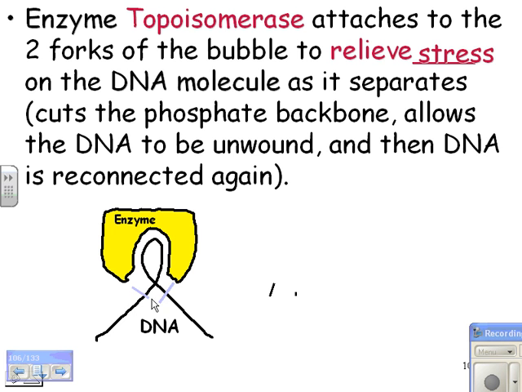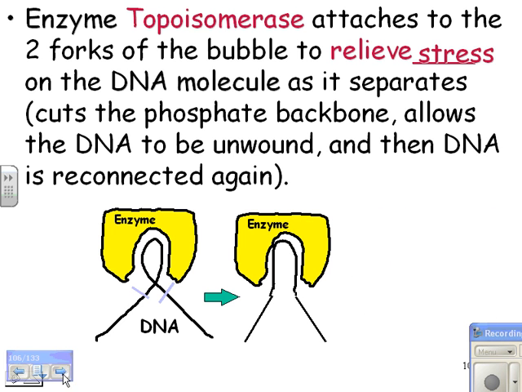So here's the DNA. It's too twisted. The enzyme cuts it and puts it back, hopefully the right way. And so there you have your DNA that's kind of in good shape.